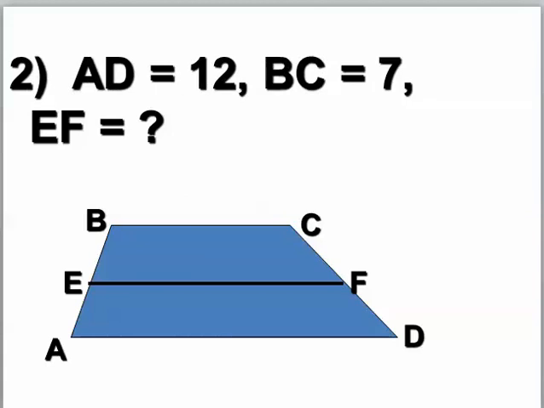Example 2, the length of segment AD is 12, the length of segment BC is 7, and we're finding EF. Same formula, we're going to do 7 plus 12 divided by 2. 7 plus 12 is 19, divided by 2 gives us 9.5.